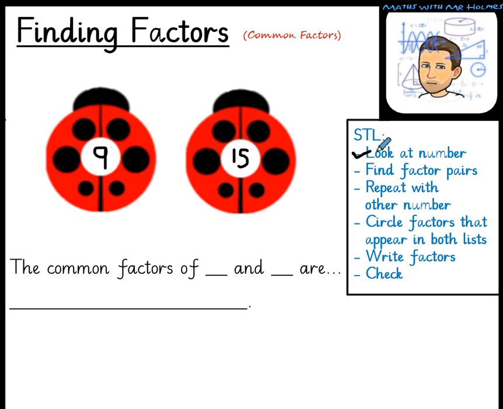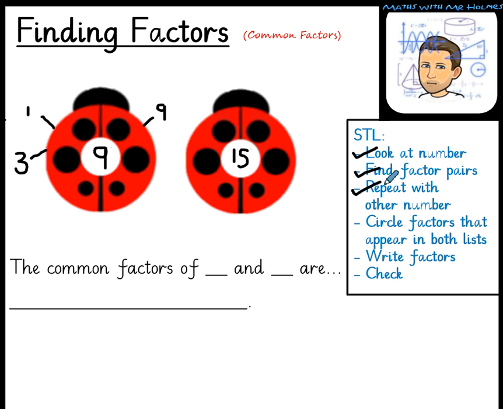So we'll look at the number and we'll find the factor pairs, starting with 1 and itself. Is it in the 2s? No, because it's odd. Is it in the 3s? Yep. Oh, it's a square number. 3 times itself. 3 times 3 is 9. Not in the 4s. Not in the 5s. And that's more than halfway, so I know I can stop.